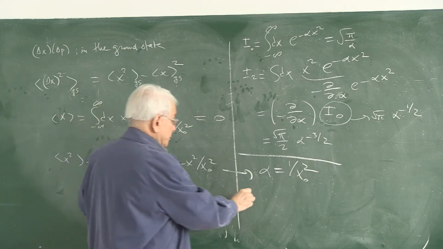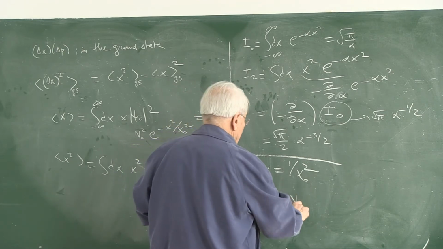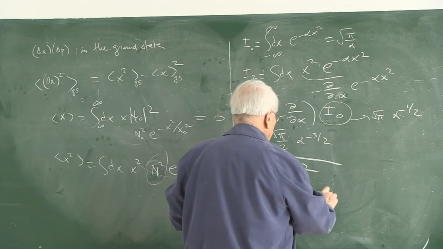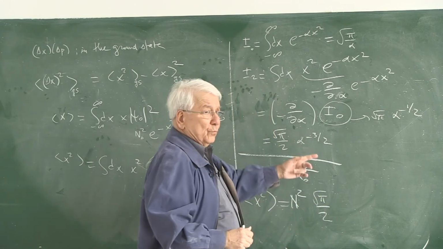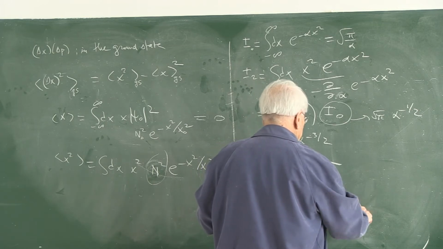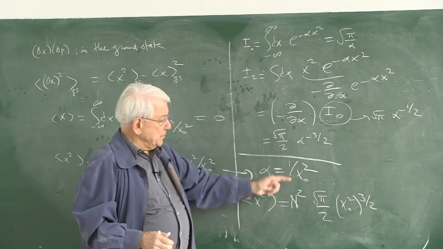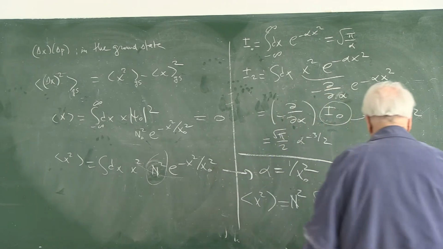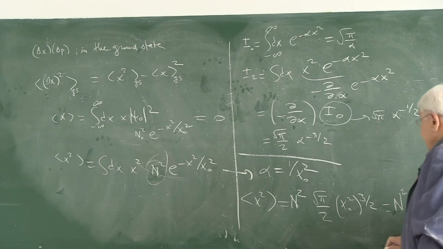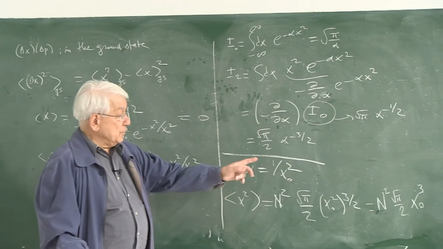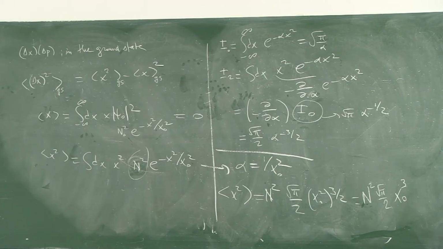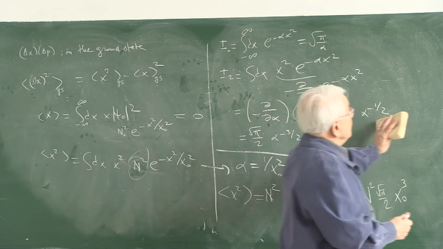Therefore, I can write the x squared expectation value as n squared, this was the ground state normalization constant, times square root of pi over 2 and alpha to the minus 3/2. So alpha is 1 over x0 squared, so it is x0 squared to the plus 3/2, right? There's a minus and this is in the denominator, so it is plus 3/2. So the result is then n squared pi over 2 times x0 cubed. That's n squared times x0 cubed. Let me finish this computation. I'm not going to repeat it for p and delta p. It is an educative little exercise in this context. That's the reason why I'm spending a little time on it.